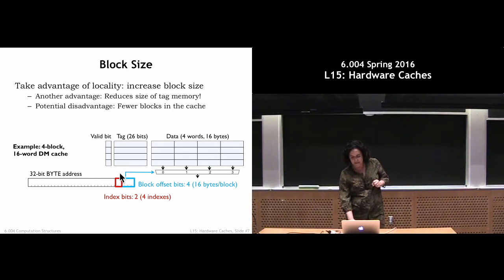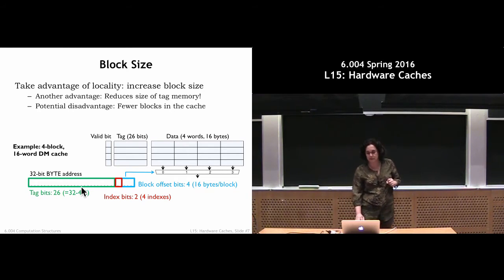Then we're going to have, in this case, just 4 lines, and so we have 2 bits of index to select one of these lines. And then the rest of the bits are our tag, which we're left with 26 bits, and so that means that our tag is going to be 26 bits wide in this situation.